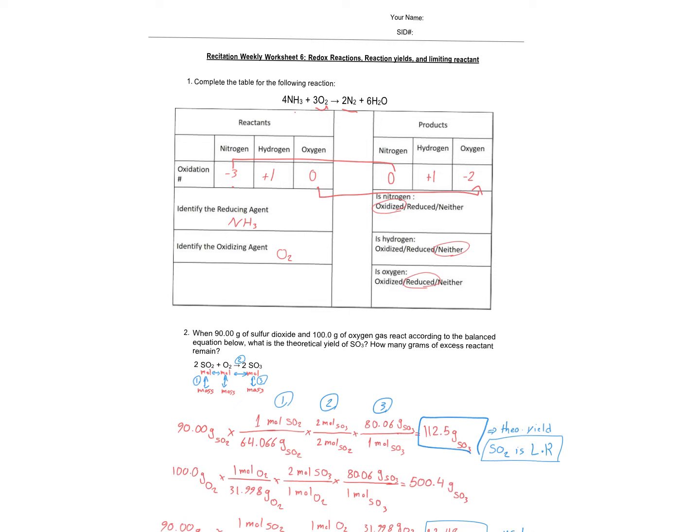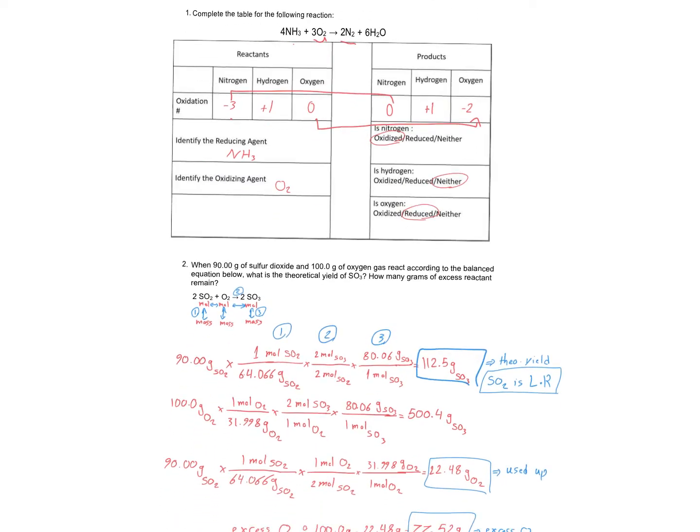We said that the oxidizing agent is the one which is reduced, and the reducing agent is the one which is oxidized. Nitrogen is oxidized, but when we say agent, it's basically the whole compound, okay? The whole compound acts as an agent. So we cannot say the reducing agent is nitrogen. Well, it is nitrogen in the NH3, so the reducing agent is NH3. And the same with the oxygen, the oxidizing agent is O2, the molecule. Okay, so next question.